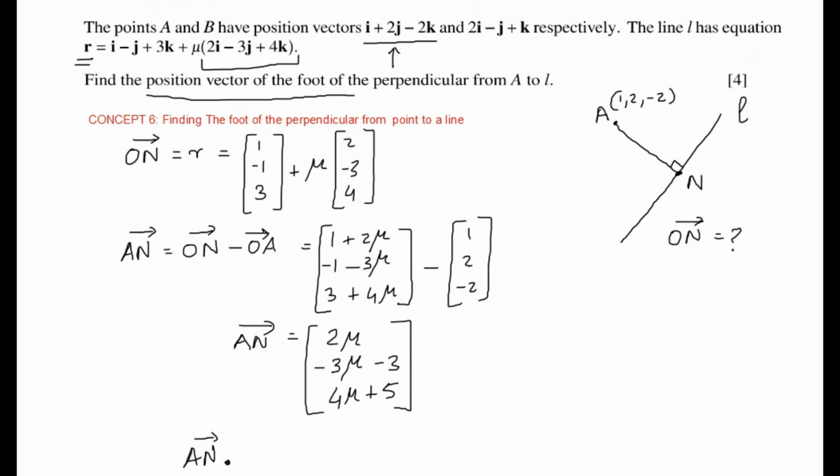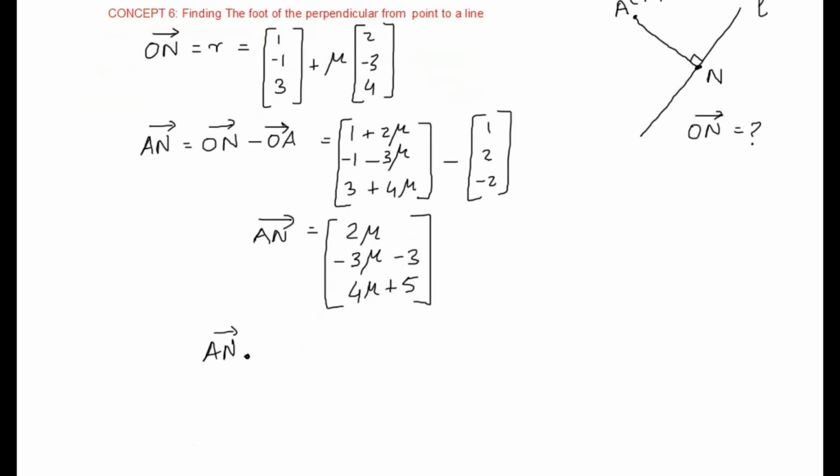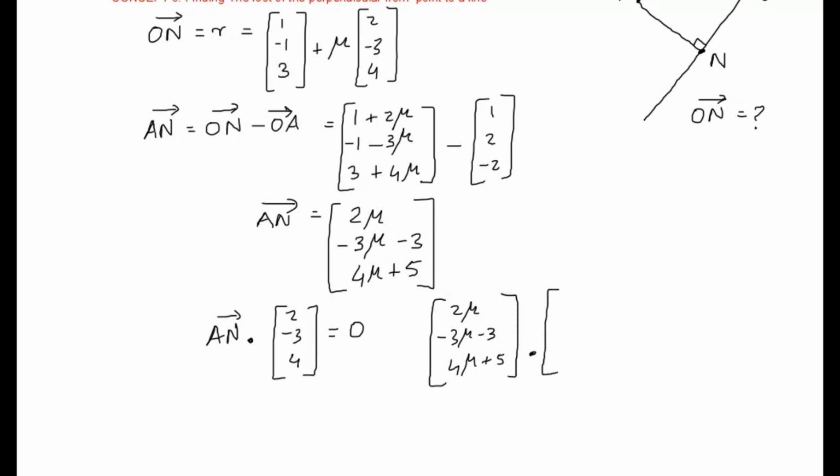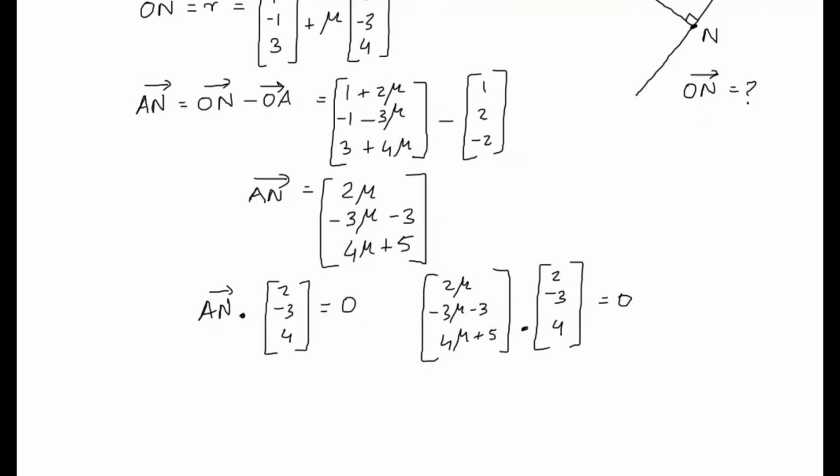So that is 2, minus 3 and 4. So the dot product of 2, minus 3 and 4 with AN is 0 because they are known to be perpendicular. I'm going to rewrite that. So AN we found was 2 mu, minus 3 mu minus 3, and 4 mu plus 5, dot 2, minus 3 and 4, is equal to 0. Now all we have to do is solve for mu.